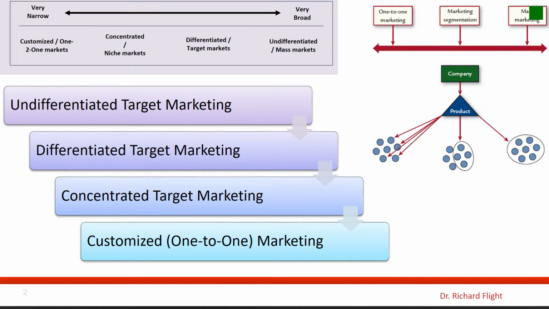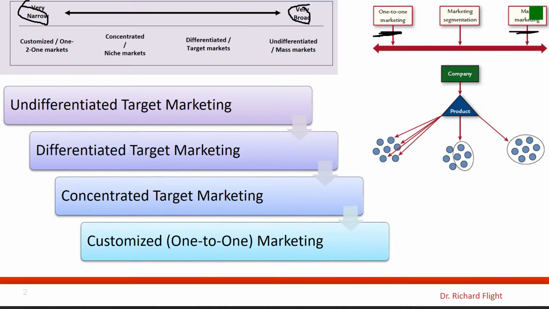So spending a little bit more time talking about this idea of broad to narrow, we're going to go from a continuum of this very broad idea to very narrow. So some different directions here: mass marketing to one-to-one marketing.